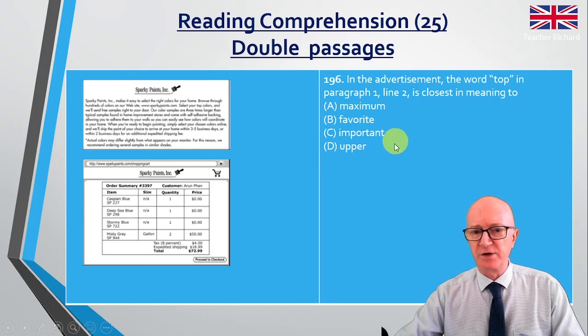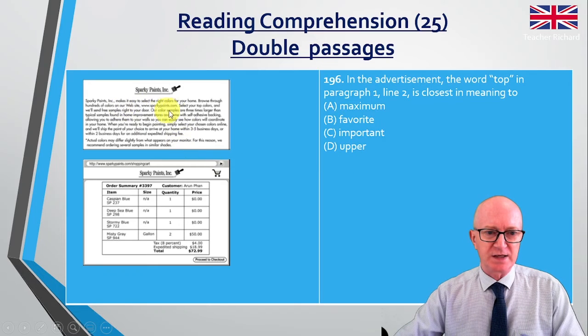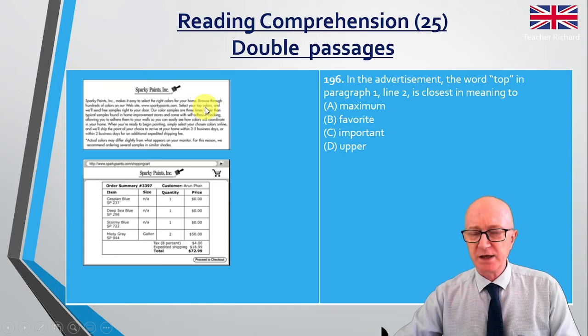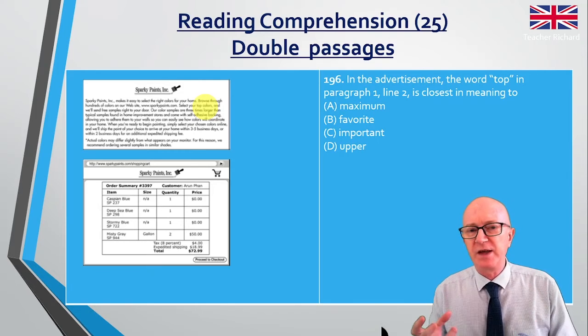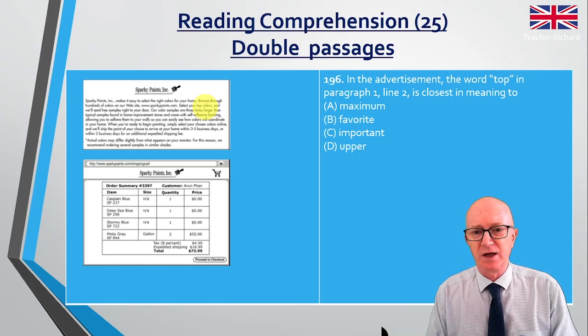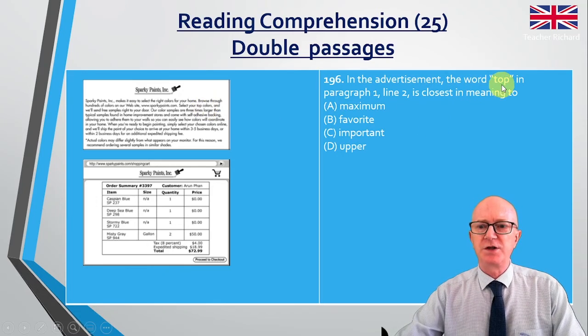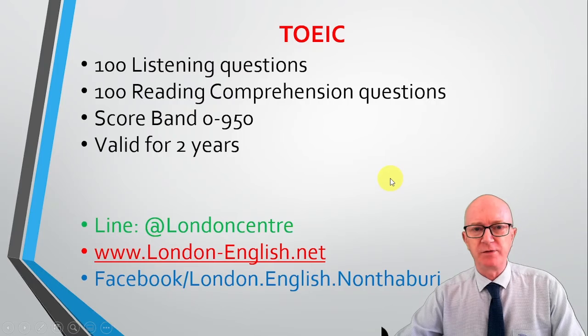Why does it mean favourite? Because it's asking us to select your top colours. It's a paint company, select your top colours. Imagine you're going to paint your house. You have your favourite colours, colours that you like to paint your walls in your house. In this context, the word top means favourite. You would select B.